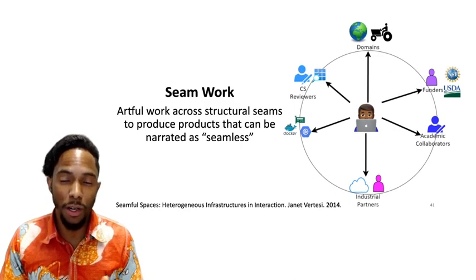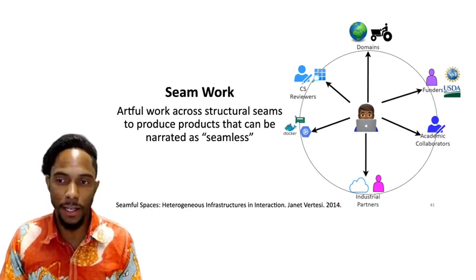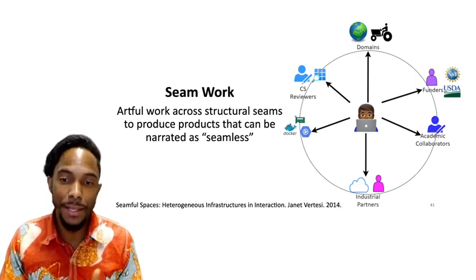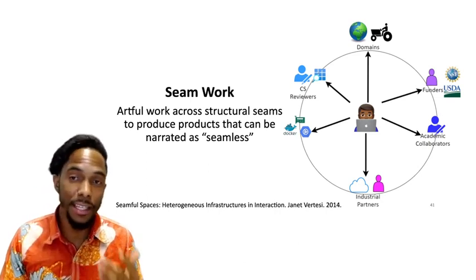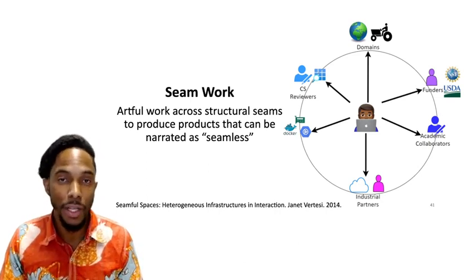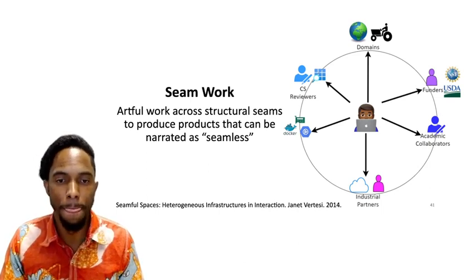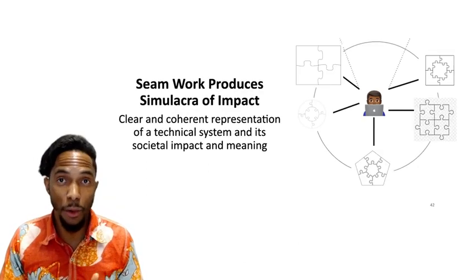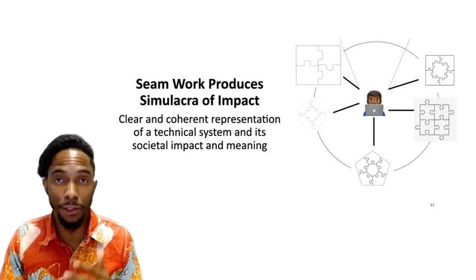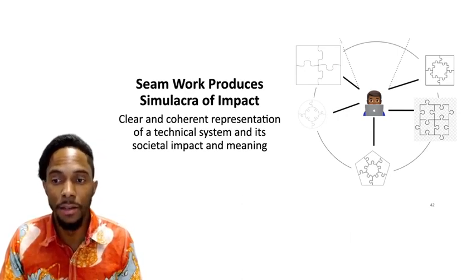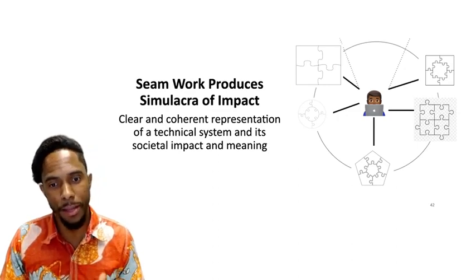We characterize this work across structural themes as seam work. That is, an attempt to produce research products that can be narrated as seamless. This work happens between organizations, within the academic structures and across domains, in the technical trenches of system building, and within our own discipline. One consequence of seam work is that the nature and societal impact of the emerging systems are constantly re-narrated to different audiences, producing what we call simulacra of impact.